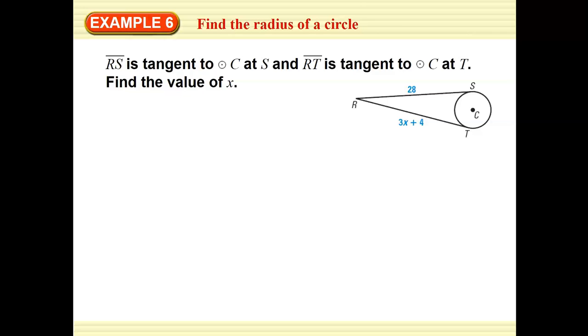Alright, and then this one is looking at these two tangent lines. They're both tangent. We're told that RS is tangent at S, RT is tangent at T. They both meet out here at R, so those two lengths have to be the same, meaning 28 and 3x plus 4 have to be the same. Subtract 4 from both sides, divide by 3, and you get 8. And then if you went ahead and plug that in, 3 times 8 is 24, plus 4 is 28, so you get 28 and 28 for both of them, so it works.